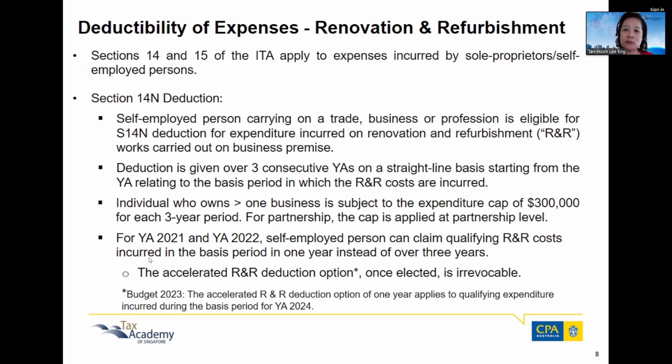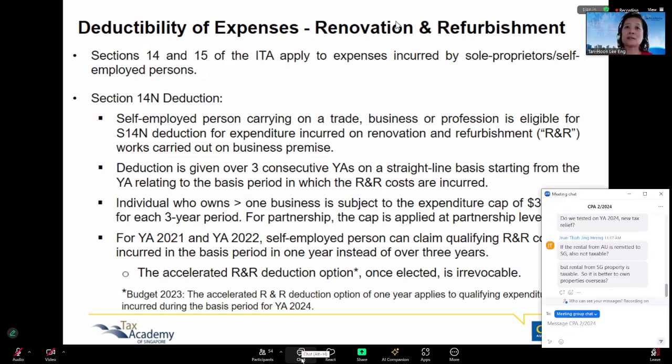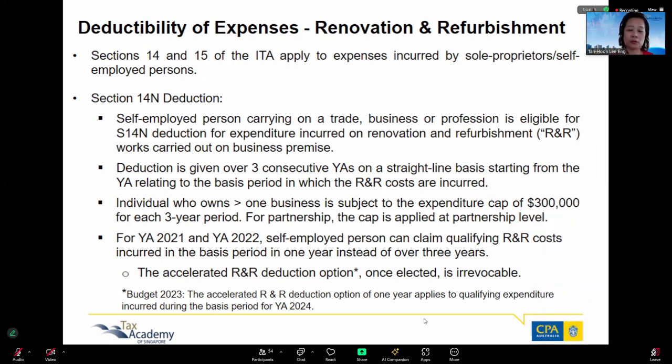I think there was one question that was being asked about the examination. So the examination is on YA2023. We will not be touching on, at least the question won't be on, 2024. So just pay more attention to the YA2023 conditions. Okay, now I go on to the next one.